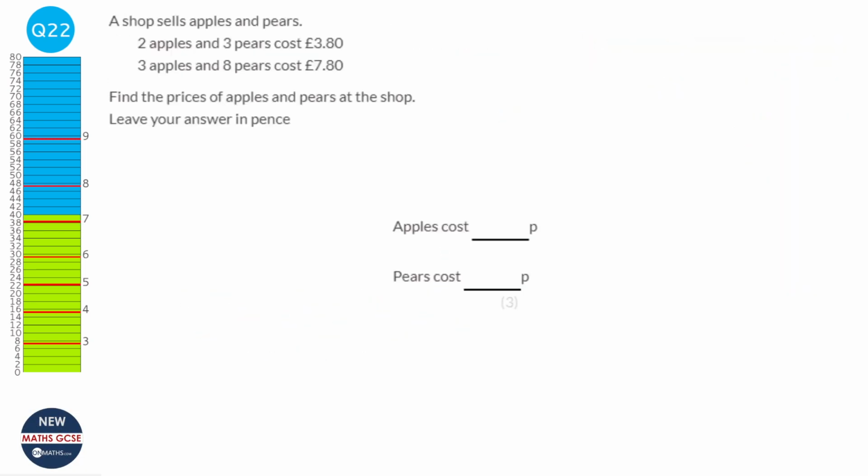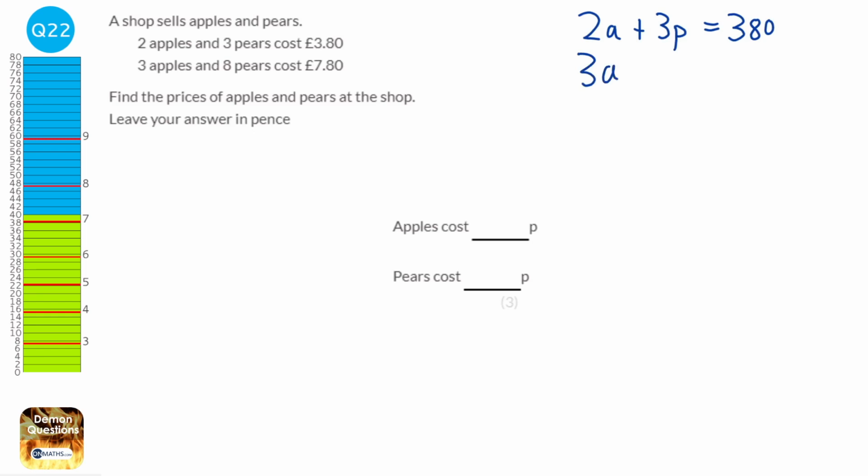So this question is a simultaneous equations question. And so we're going to have to write down some equations. It says 2 apples and 3 pears cost £3.80. So 2 apples, I'm going to call it A for the price of an apple, plus 3 pears, so 3p, cost £3.80. Now I'm going to do this as 380 just because it's easier to work with integers rather than decimals. And it says 3 apples, so 3a, plus 8 pears costs £7.80, or 780 pence.